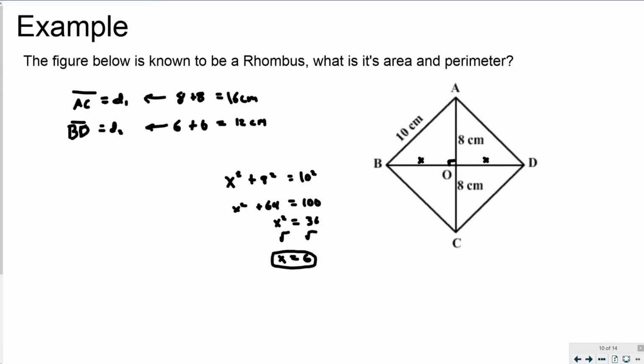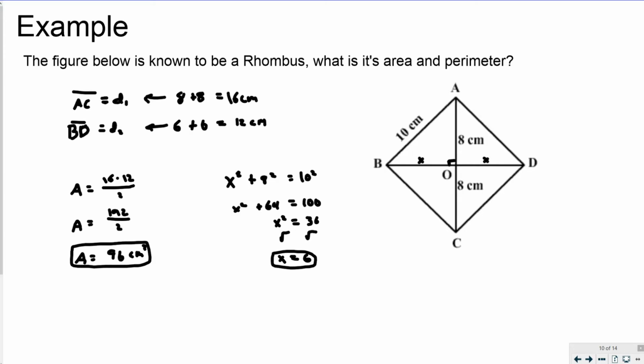So what then I can do is use the area formula. A equals diagonal 1, 16, times diagonal 2, 12, divided by 2. Okay, so then the area of this shape: 16 times 12 gives me 192, divided by 2. So the area is 96 centimeters squared.